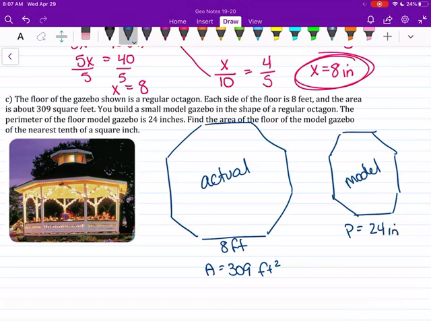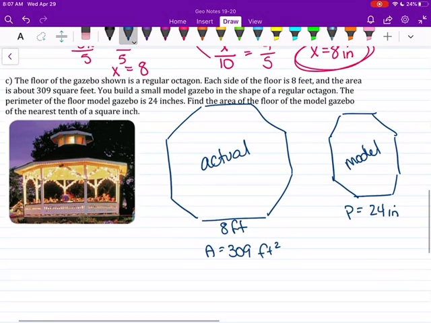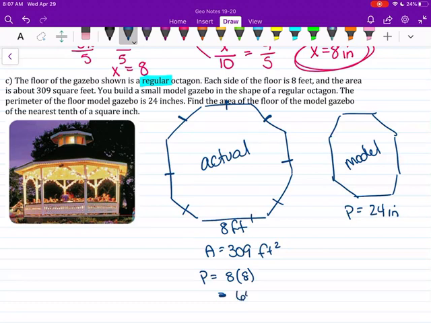Find the area. Okay, so let's think. How can we do this? So I have perimeter of the model, but not perimeter of the actual. I could easily figure out that. So let's remind ourselves. The word regular means that all of my side lengths are congruent. So all of these sides on this one are 8 feet. So my perimeter here is going to be 8 times 8. So my perimeter is going to be 64 inches here.